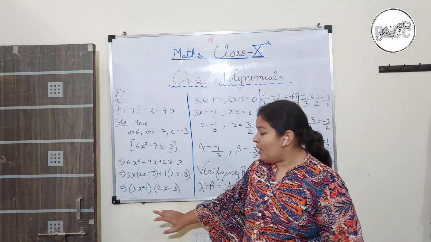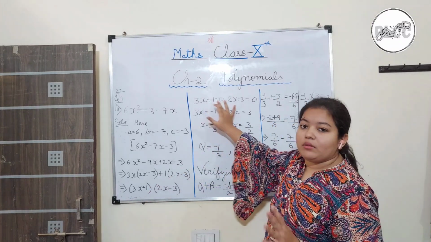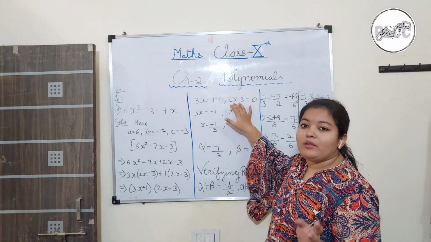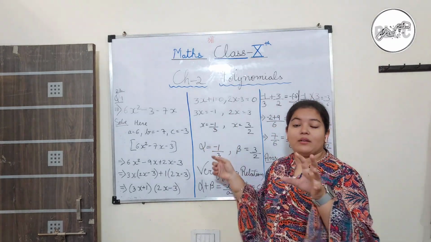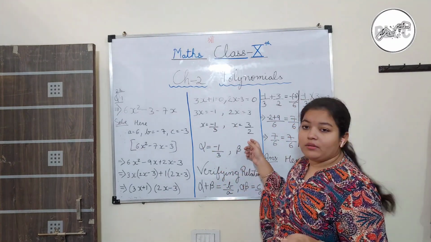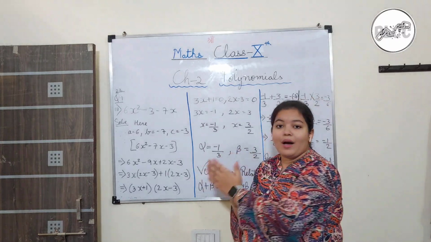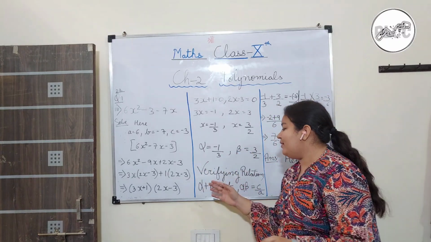Then put both the brackets individually equal to 0. 3x plus 1 equals 0 and 2x minus 3 equals 0. This gives the value of x as minus 1 upon 3, and another value of x will be 3 upon 2. So one is alpha and the second is beta. Okay, then we'll verify the relation.